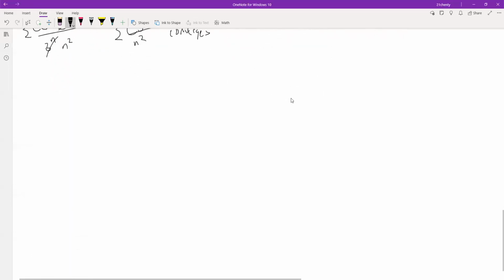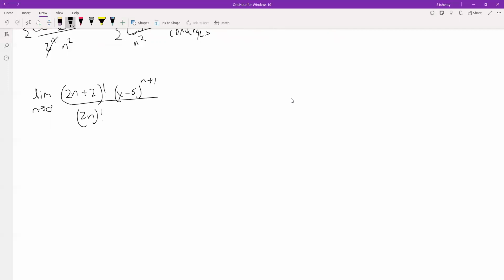We'll take the limit as n approaches infinity of, the top will be to the n plus 1 power, so 2 times n plus 1 factorial is just 2n plus 2 factorial, so I'll write it like that, times x minus 5 to the n plus 1 power, over this. And it's the absolute value. So now this simplifies. Use red again.